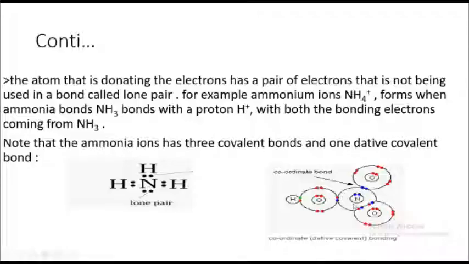This diagram indicates a coordinate or dative bond. Here, as you see, this is the coordinate bond. This is an outer electron, this is an outer electron, and this is the shared pair, and the bond present on that side is the coordinate bond, also called a dative bond.